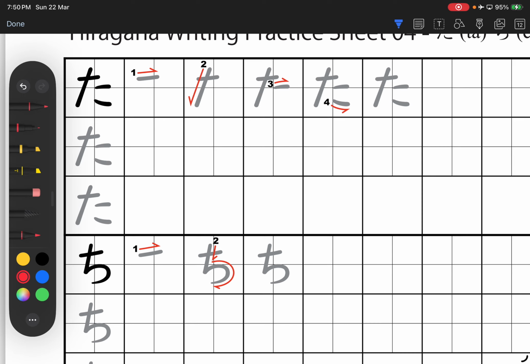Okay, so for ta, we have one horizontal line and then one stroke down, and then this is like a quote. Inside is like a quote.